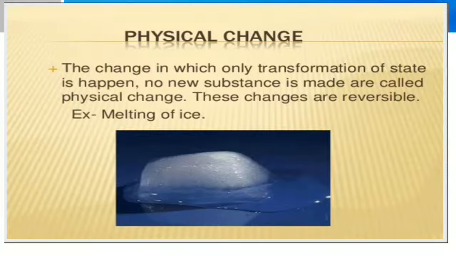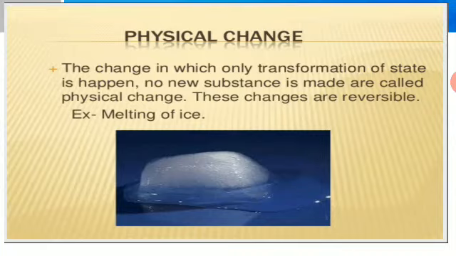There are two types of changes: physical change and chemical change. The change in which only a transformation of state happens and no new substance is made is called a physical change, and these changes are reversible. For example, melting of ice: the ice changes into water, and again on cooling, the water changes into ice. Therefore, this is a physical change.